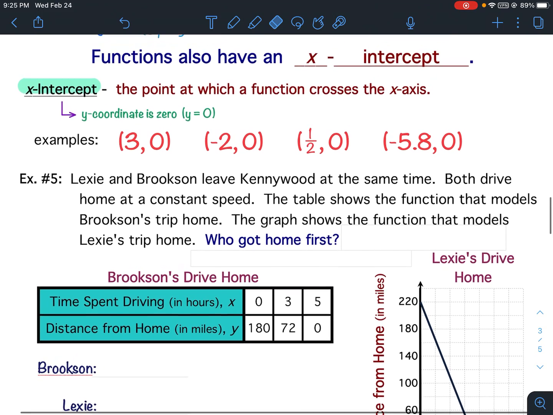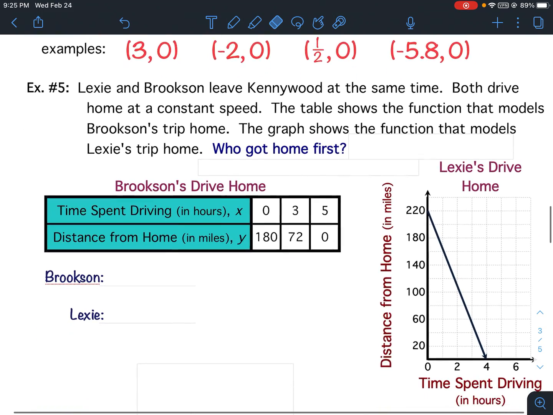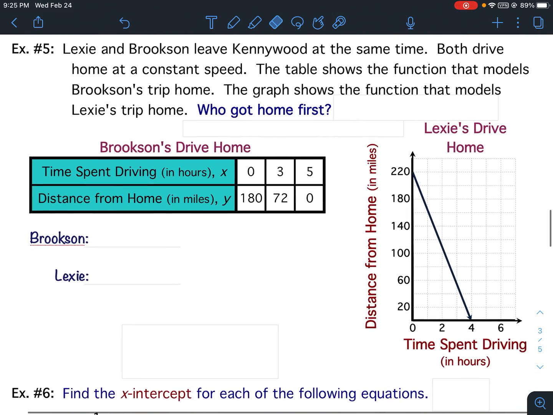Okay, so if you have all that written down, let's look at example 5. In example 5, it says, Lexi and Brookson leave Kennywood at the same time. Both drive home at a constant speed. The table shows the function that models Brookson's trip home. The graph shows the function that models Lexi's trip home. Who got home first?